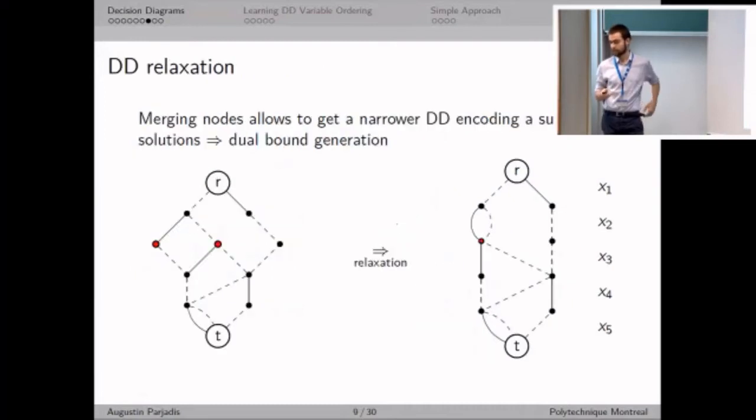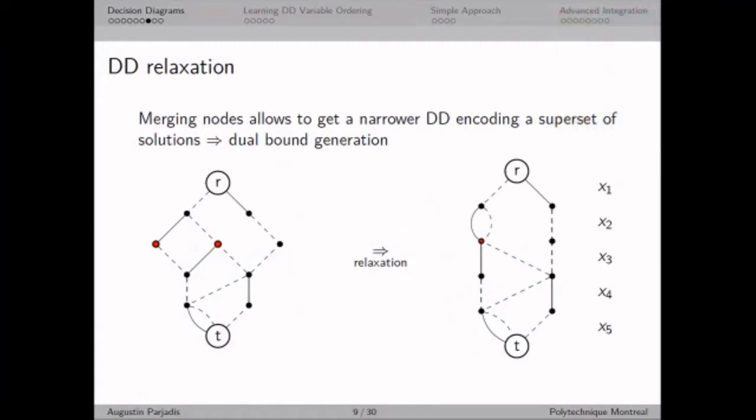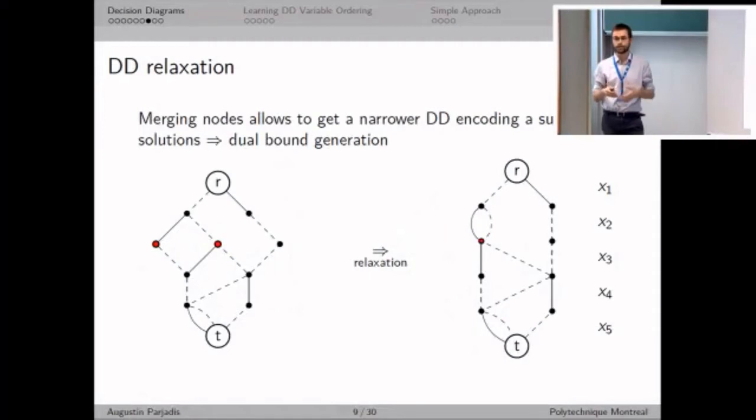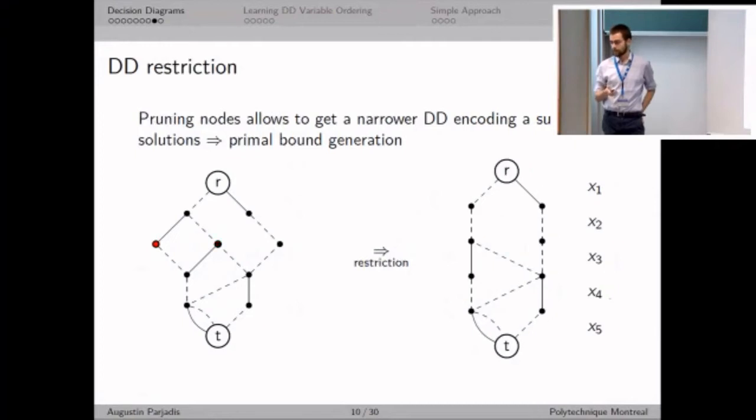As we saw, we can relax a decision diagram by taking nodes and merging them, keeping the paths going in and out of those nodes. This encodes a superset of solutions of the problem because no path has been dropped, only new infeasible solutions added. If we were to solve it, we can obtain a dual bound on the problem. We can do the same by restricting a decision diagram by pruning a node entirely, and we obtain a narrower DD that can provide a primal bound.